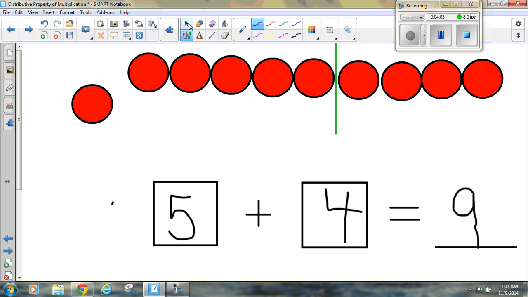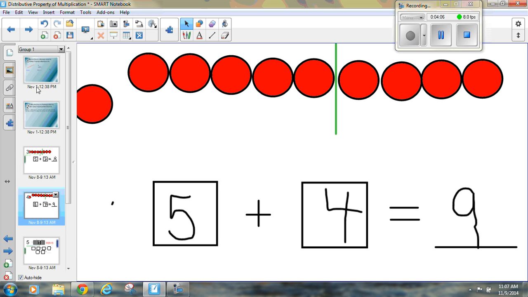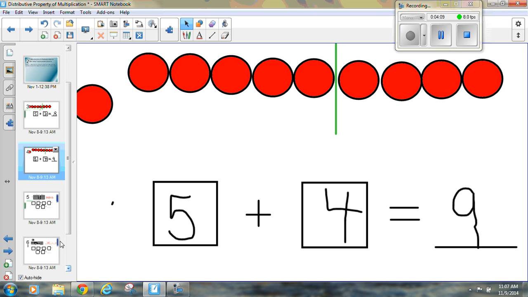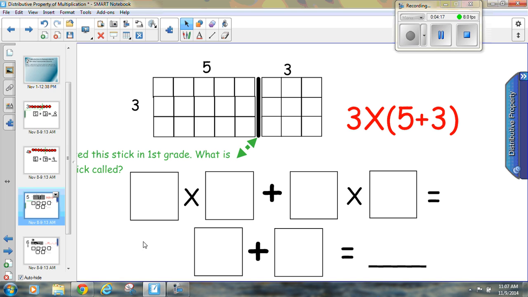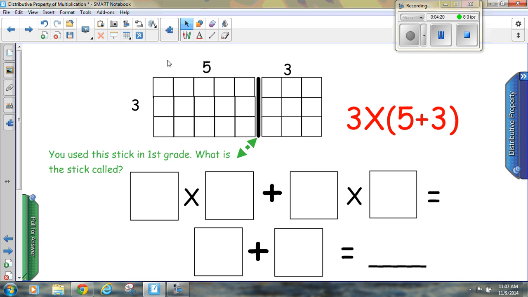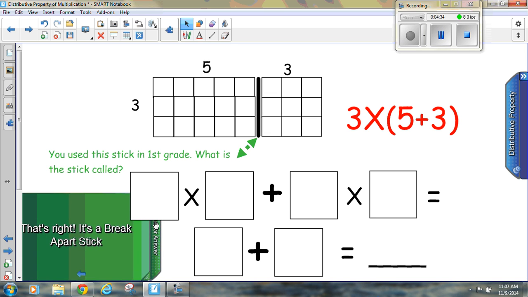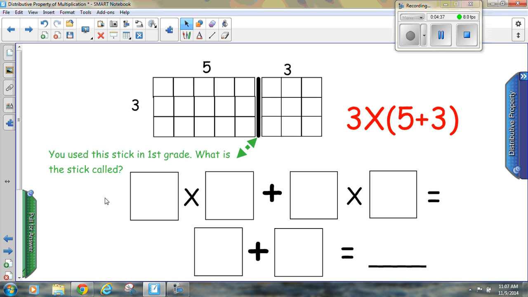Now, in third grade, we do something that looks slightly different. Same idea, but slightly different from that. It looks like this. We have a rectangle full of tiles or squares. And then we have this stick, the one you used in first grade. What was it called again? That's right. It's a break-apart stick. Yay, we're using it again. It looks a little different, but it's still the same idea. Only we're using it with a little bit of multiplication.